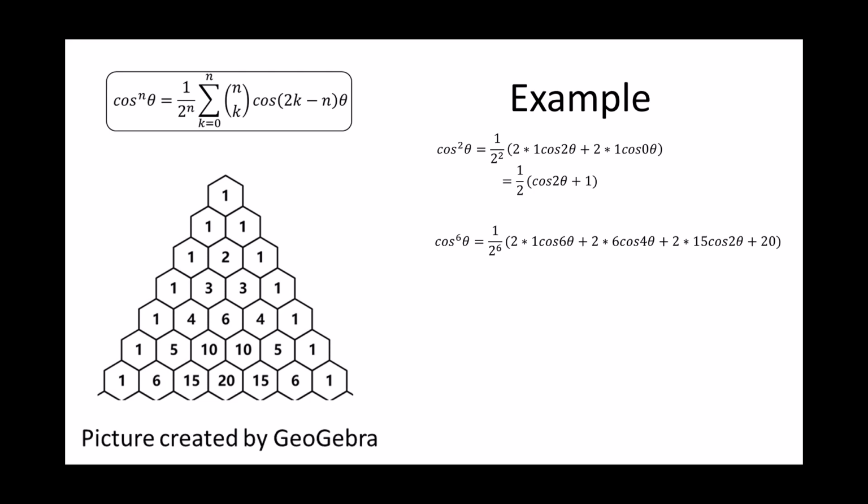We can simplify this to 1 over 32 times cosine 6 theta plus 6 cosine 4 theta plus 15 cosine 2 theta plus 10.